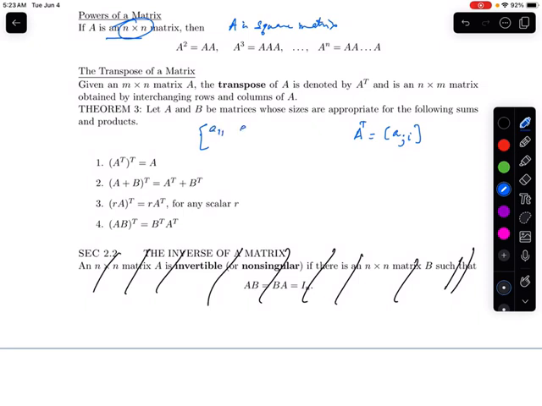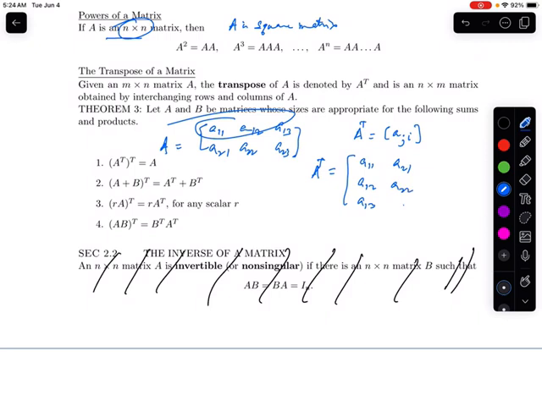So for example, if you have A equal to A11, A12, A13, A21, A22, A23, this is your A, then A transpose will now be of order 3 by 2. So it will become A11, A12, A13. So what happened is this row became the first column, and the second row becomes the second column.